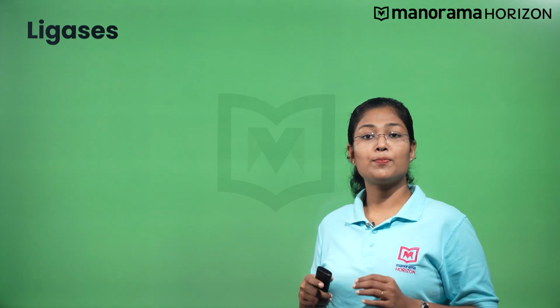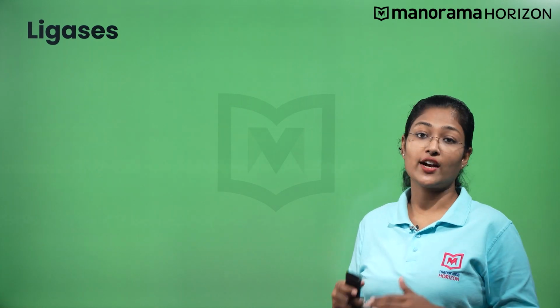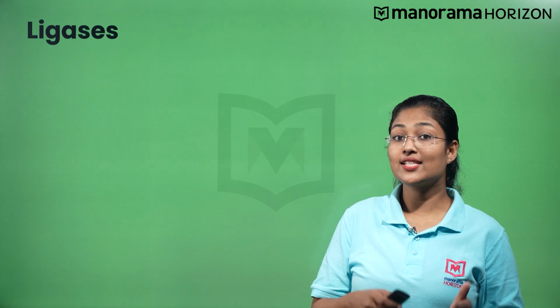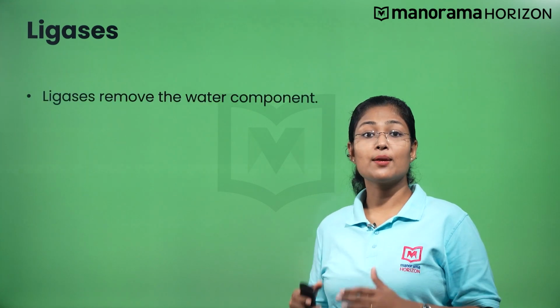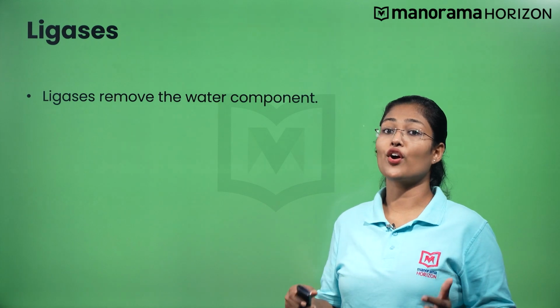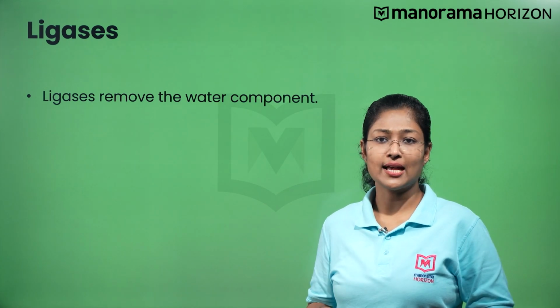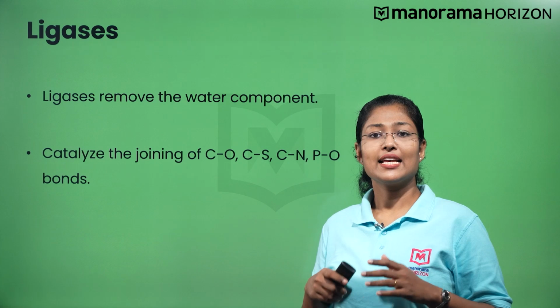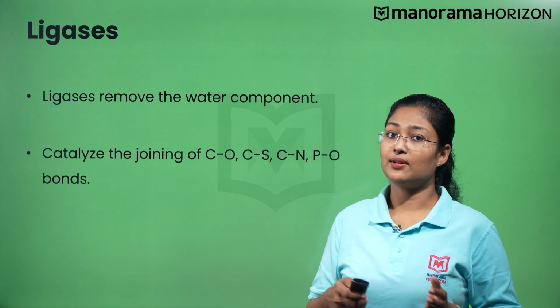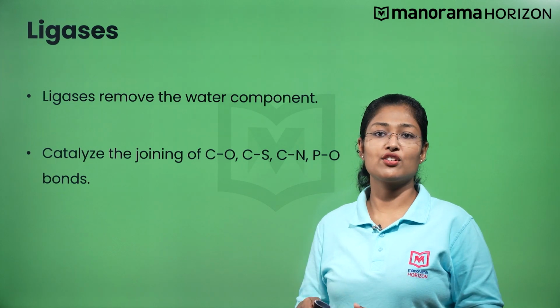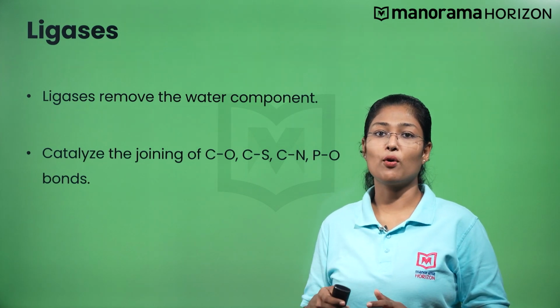These enzymes perform the opposite function of hydrolases. The hydrolases add water to break bonds, whereas ligases remove the water component to join these bonds. For example, these enzymes catalyze the joining of carbon-oxygen, carbon-sulfur, carbon-nitrogen and phosphorus-oxygen bonds.